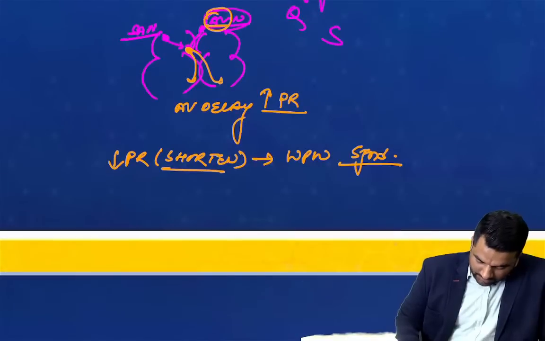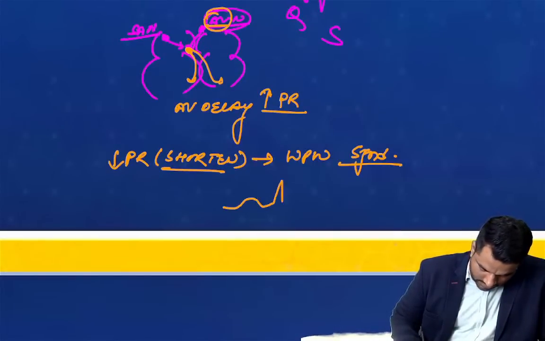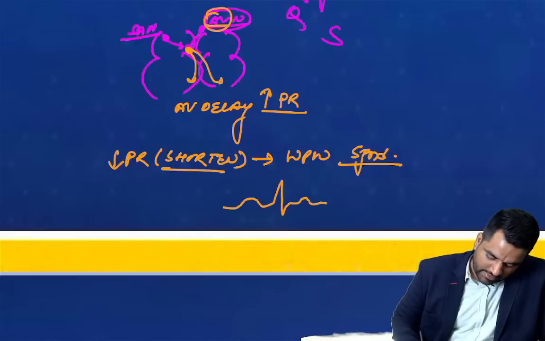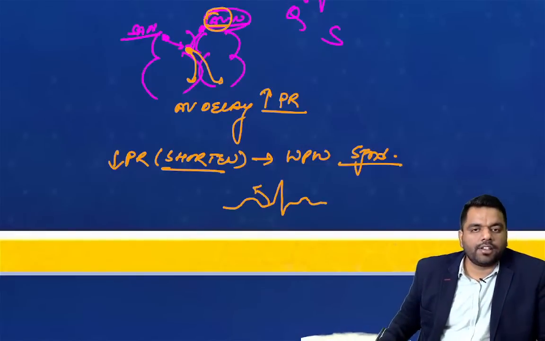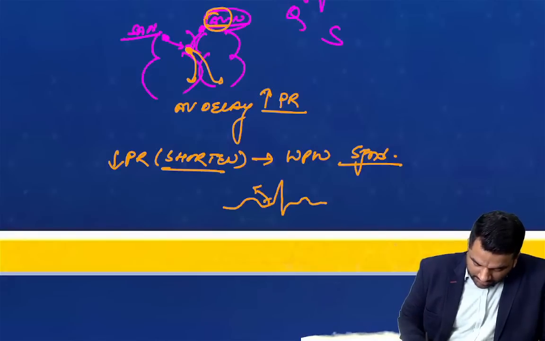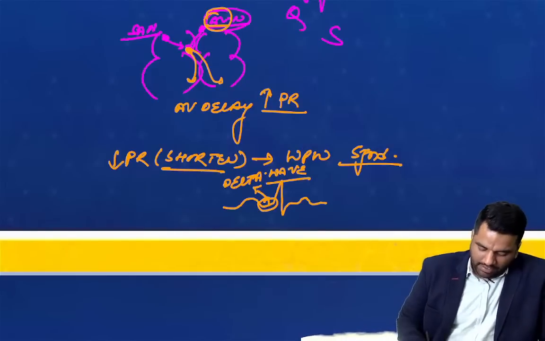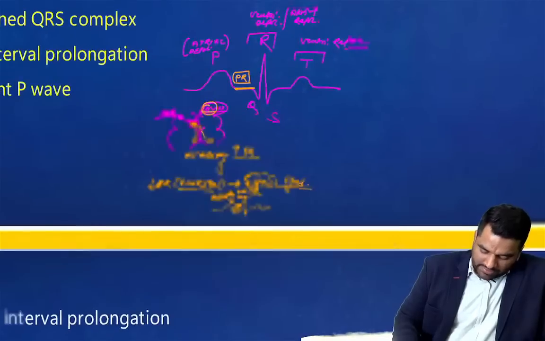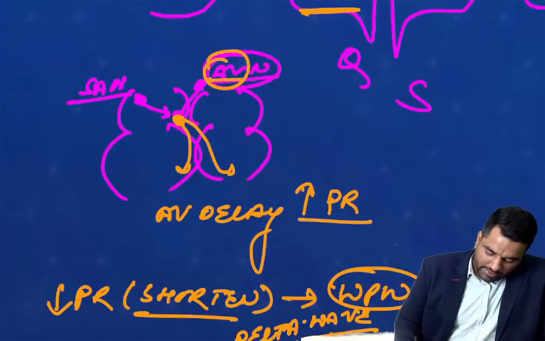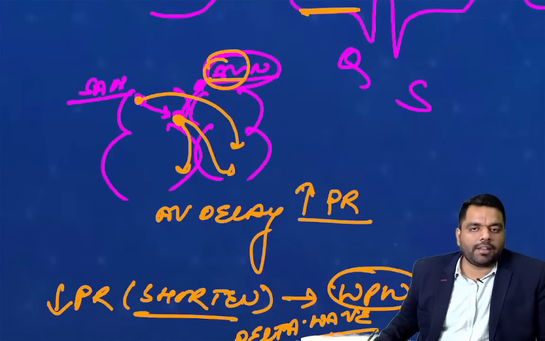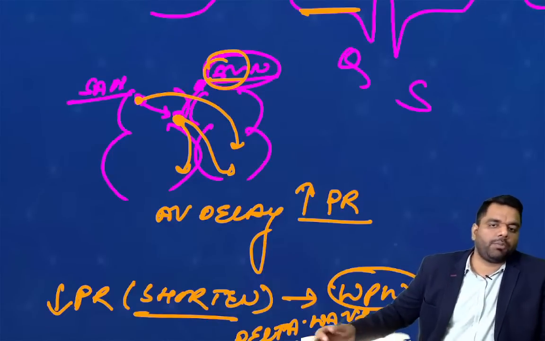So how will the ECG look? It looks something like this, and this is the wave which you can see over here. This is called the delta wave. So what is happening in WPW syndrome? The current is bypassing the AV node. So the current is directly coming via the extranodal pathway, that is your WPW syndrome.